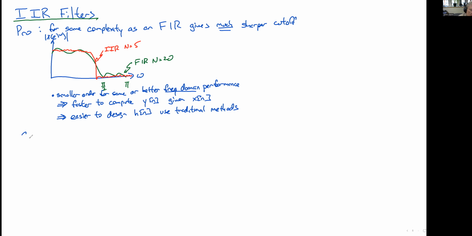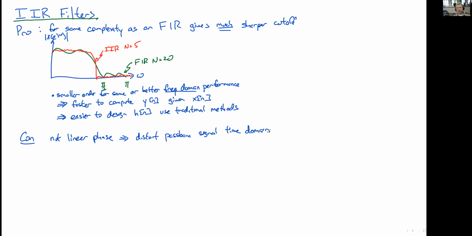There is a big con, and that big con is that it can't be linear phase. Can't be linear phase because if it's linear phase, it has to be finite length, and an IIR filter by definition is infinite length. And because it can't be linear phase, therefore it will distort a passband signal in the time domain.